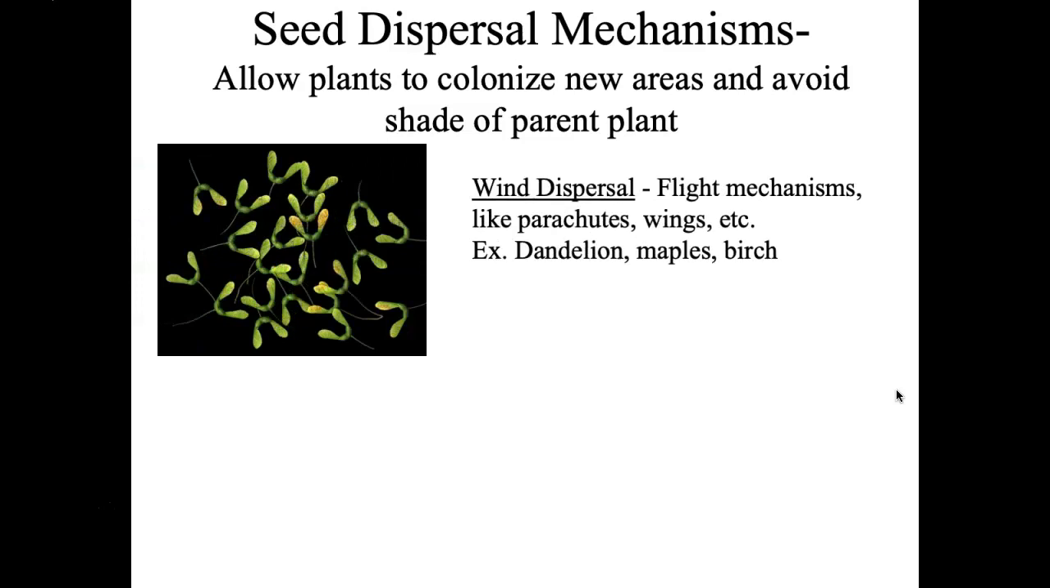So you've all probably seen these. Some people call them helicopters, some call them whirligigs, but these are wind dispersal seeds. So they have some kind of a flight mechanism, so that little tail helps them fly through the air, like parachutes, or sometimes they look like little wings. Also, if you think of dandelions, if you've ever made a wish on a dandelion that has a little white puffball, you are performing wind dispersal.